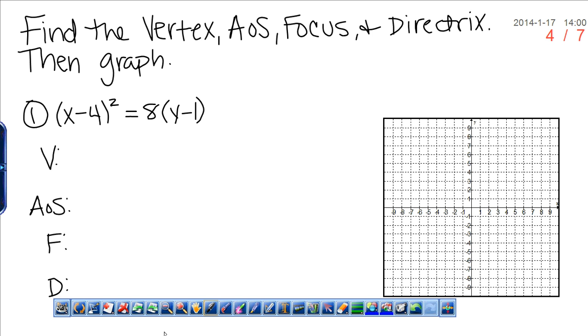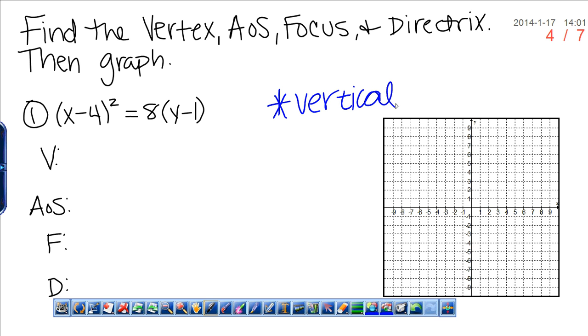So, x minus 4 squared equals 8 times y minus 1. The first thing you do is decide if this is horizontal or vertical. We do this by looking at whichever term is being squared. Is x being squared or y? X. So when x is squared, is that horizontal or vertical? Vertical. Because remember, we're used to y equals x squared. It's going to open up or down.